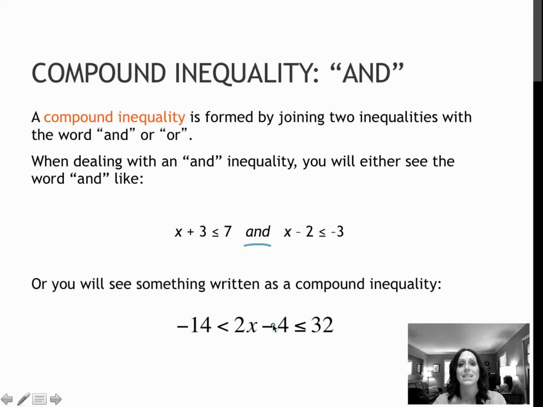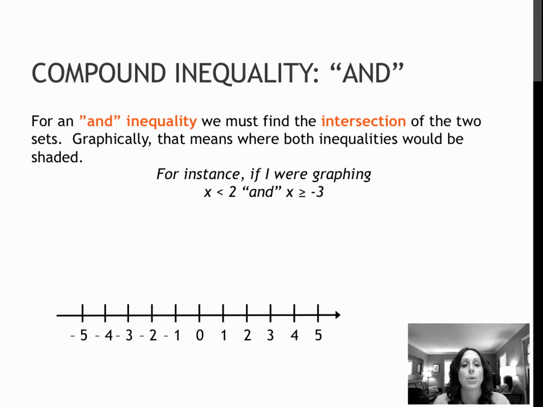Remember when we were doing these just a few moments ago, we were talking about the answer would be between this and this. That's what's going to happen in all of the and questions. It's going to be between two different values. Taking a look at an and inequality, remember we're looking for the intersection of sets. The intersection is when we had our two Venn diagrams and it hit that middle part.